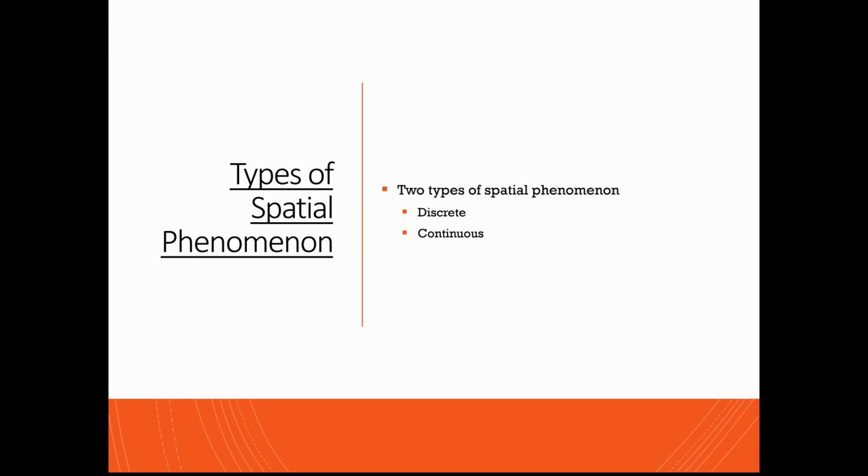Now, if we're going to simplify reality and talk about how we do that, we're going to store the concept of reality in a geospatial data model. We need to understand the way in which spatial phenomena are structured. There are two types of spatial phenomena that we are going to discuss, discrete and continuous.